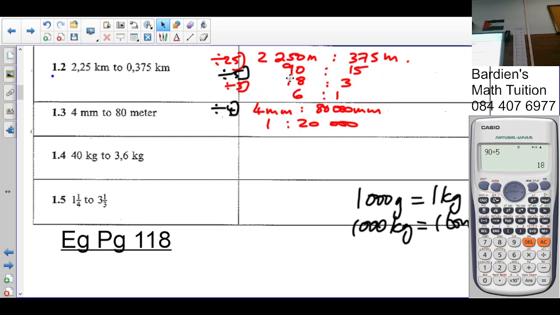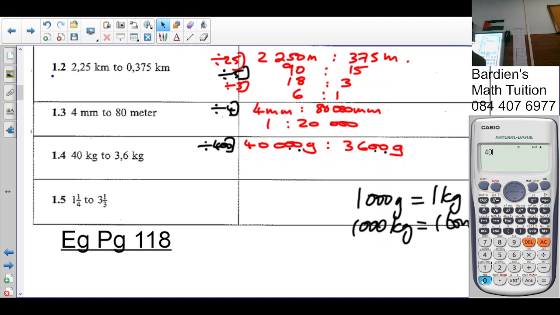Okay, so in 1.4, 40 kilograms equals 40,000 grams. Not so? Is to 3.6 kilograms equals 3,600 grams. So what number can be divided into both in this case? 4, yes, but also we can divide it by 100. So let's go with 400.